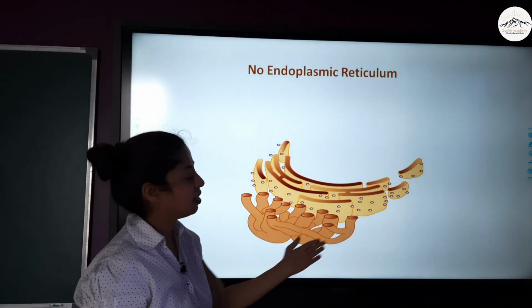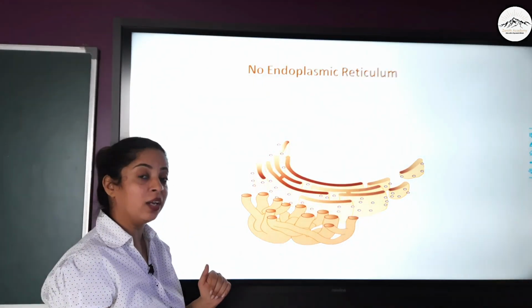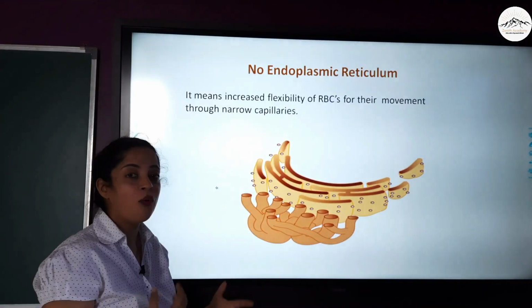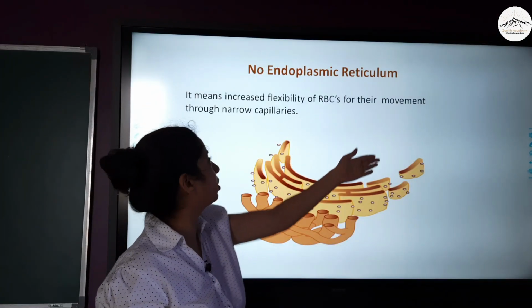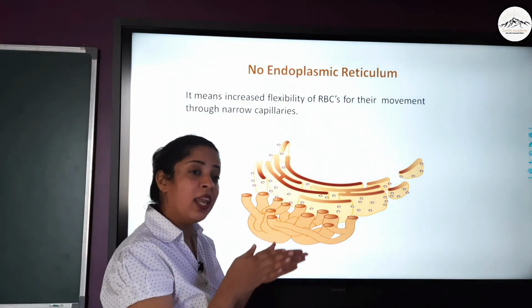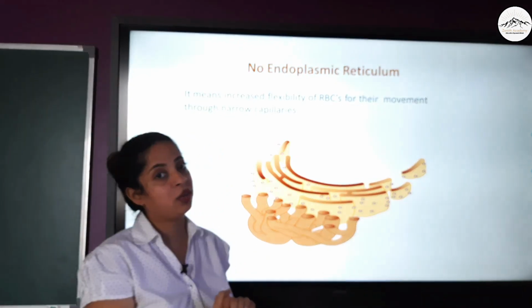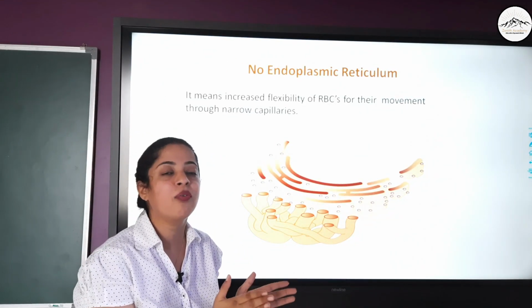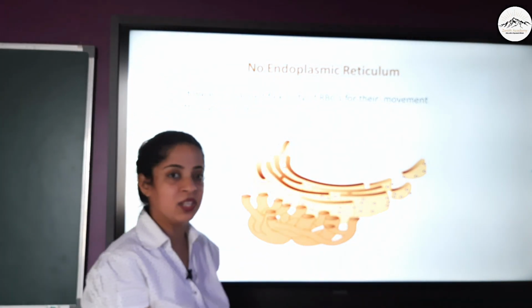Now you can see that your RBC does not have a structure like endoplasmic reticulum. That is why it becomes more flexible. So it means increased flexibility of RBC for their movement through the narrow capillaries. Now the RBCs can squeeze in through the narrow capillaries, because they are more flexible and compressible as there is no endoplasmic reticulum present inside.